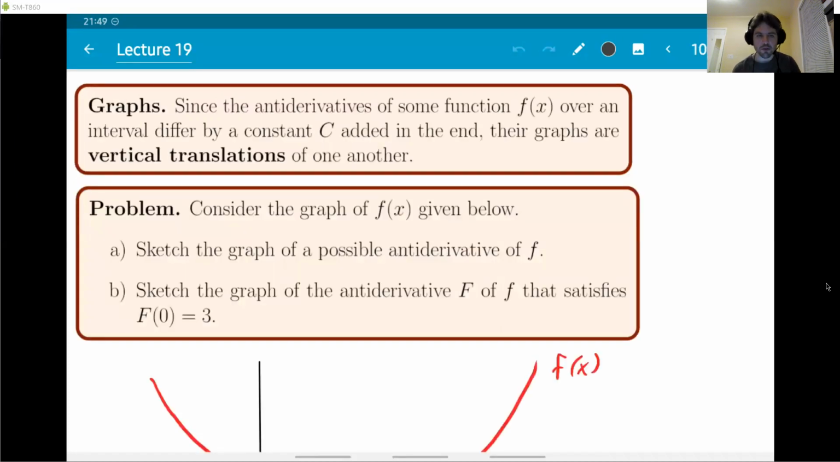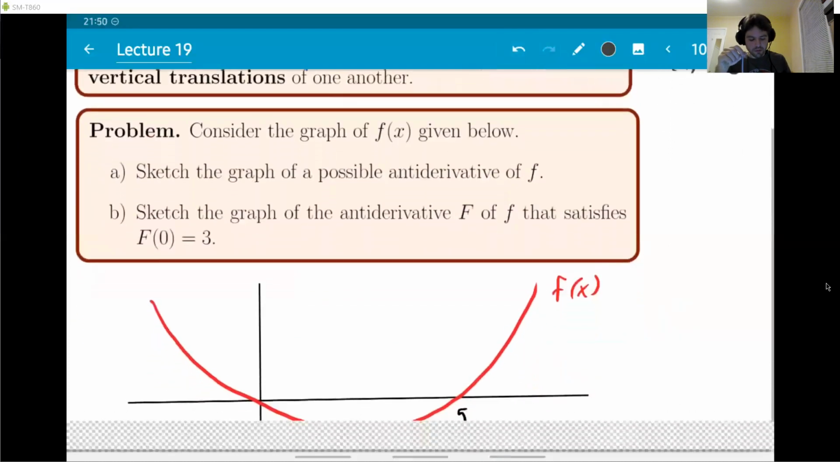Okay, let's just change topic a little, change emphasis. A quick mention about graphs. So here's a fact. Since the antiderivatives of some function, little f, over an interval, all differ by some constant c added in the end, the graphs are always going to be vertical translations of one another. So in other words, if you found one antiderivative of a function, and then you found another by adding a c, what is the difference between these guys? If you're thinking about their graphs, this plus c just creates a vertical translation. So graphs of antiderivatives all look alike. The only difference is the translation vertically.